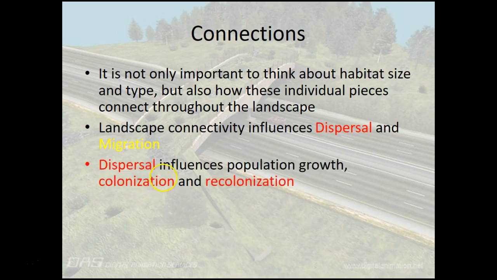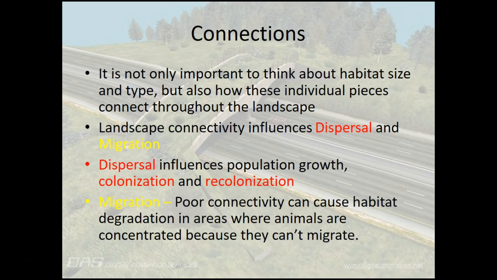So with dispersal, that often influences the overall population growth. If I can have one population disperse into another population and that increases our metapopulation, then we have population growth. It might influence colonization. Do we get new areas occupied by a species? Or recolonization. Maybe a certain species has been extirpated from an area, but through dispersal, the animals recolonize that area later on.